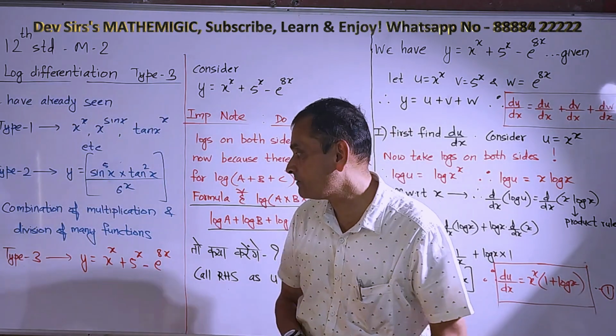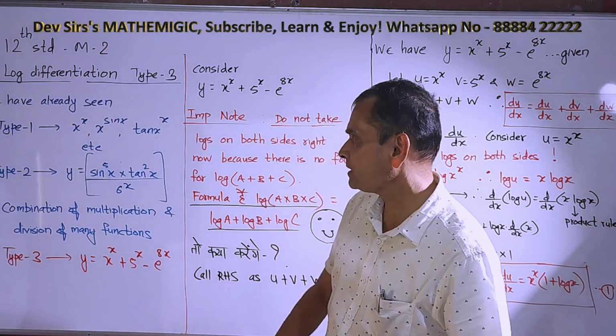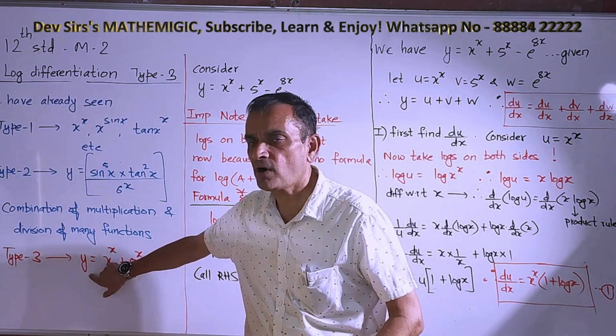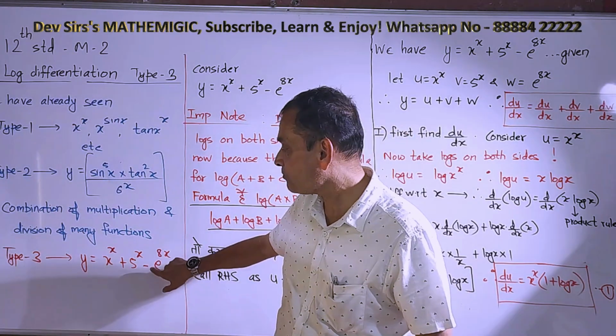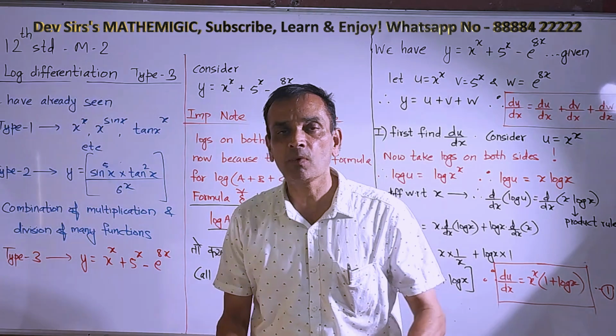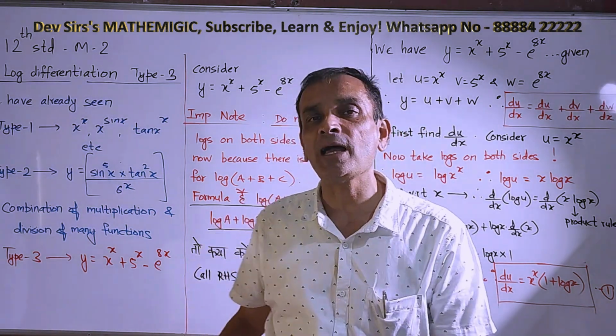तो आज टाइप 3 देखने वाले. इन टाइप 3 इट इज समथिंग लाइक दिस. y is equal to x raised to x plus 5 raised to x minus e raised to x. There is no multiplication or division sign, plus or minus बीच में रहता है.